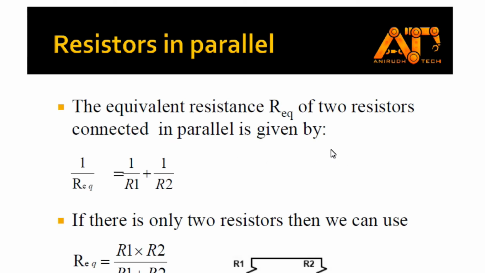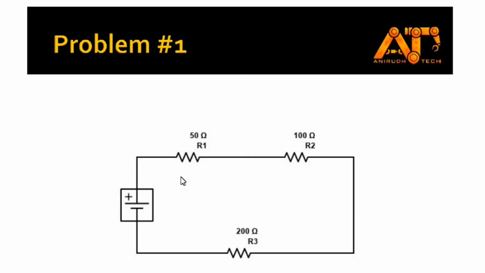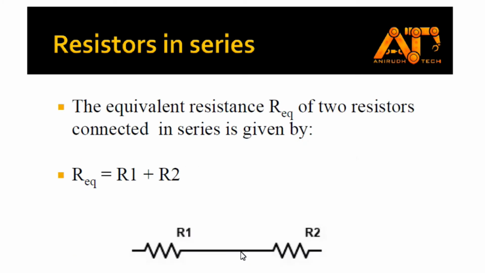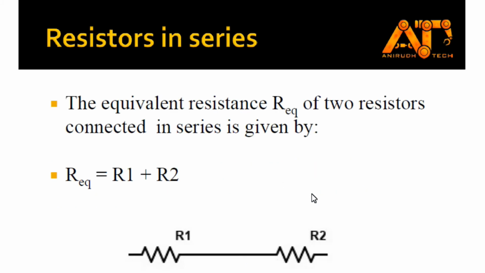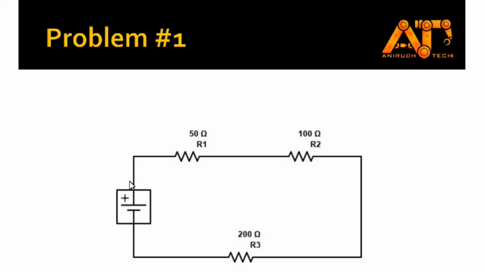Okay guys, now we can move to our first problem. Here we have three resistors, R1, R2 and R3. R1 and R2 are at the top and R3 is at the bottom. At first look we can see R1 and R2 are in series, and one is at the bottom, so there may be a chance to have the doubt whether R3 is parallel or series. I have already told you when current splits, then it is a parallel connection, else it is a series connection. So we can just draw the flow of current.